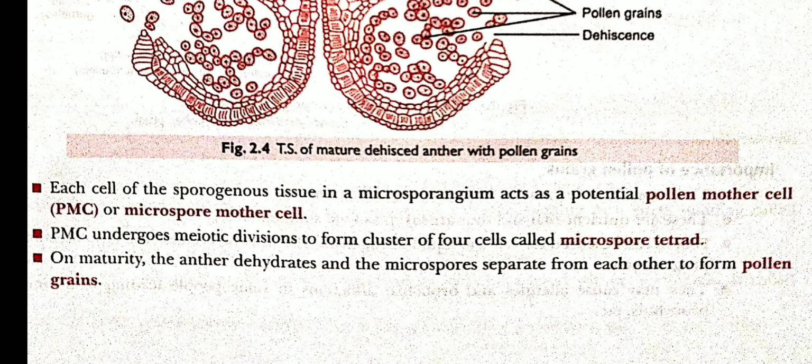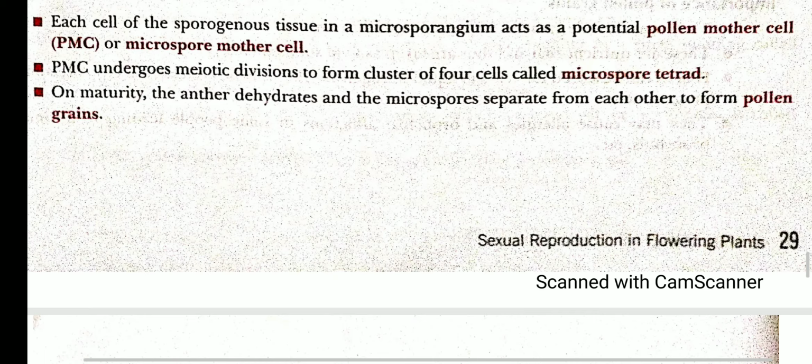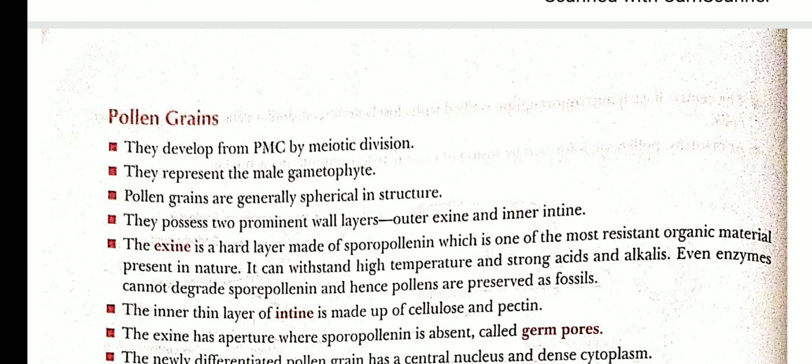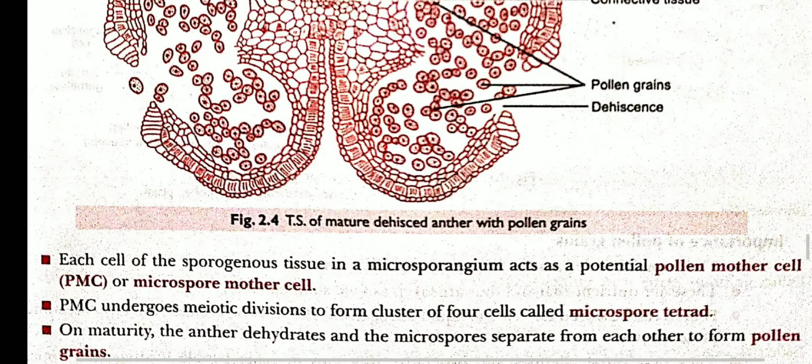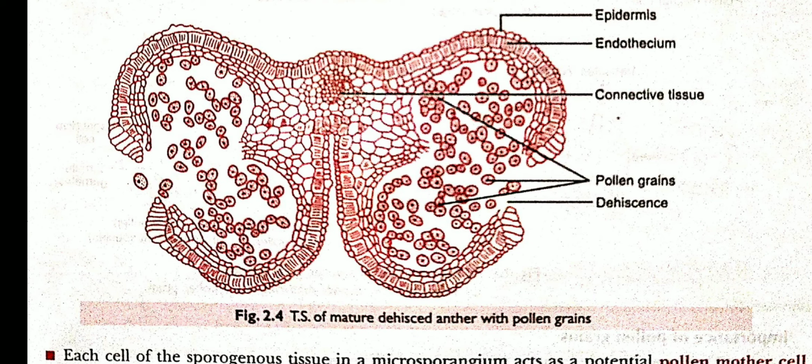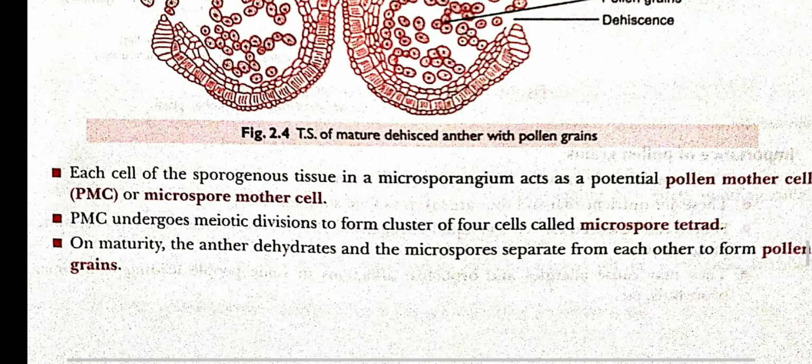Each potential mother cell undergoes meiotic division, meaning meiosis, leading to the formation of 4 cells and reducing the chromosome number to half, and these 4 cells are called the microspore tetrad. On maturity the anther dehydrates and the microspores separate from each other and lead to the formation of pollen grains. This diagram shows the dehiscence of the anther and the release of pollen grains. So, coming to the anatomical aspects of the pollen grain.